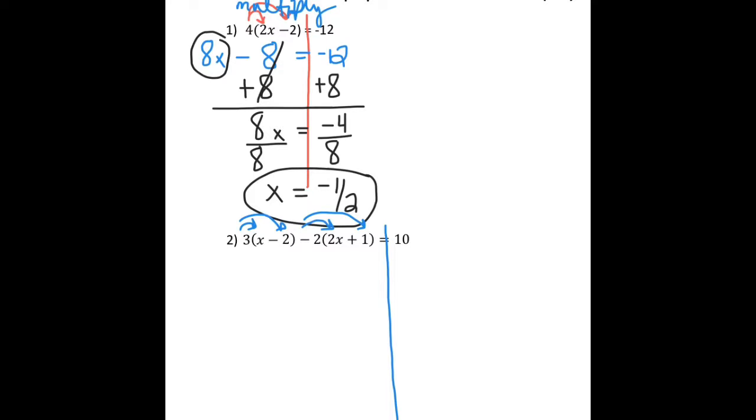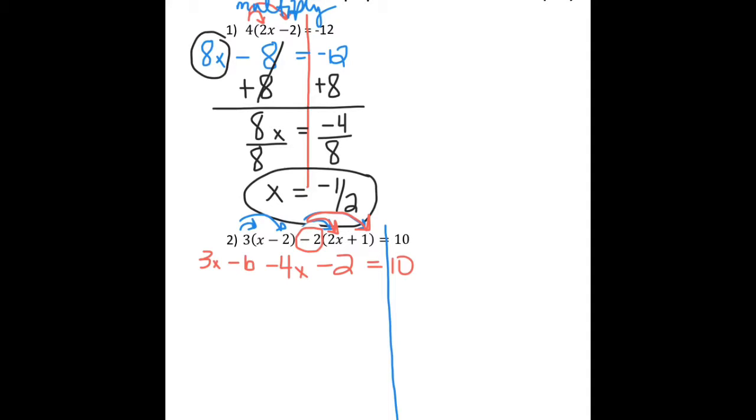So 3 times x is 3x. 3 times negative 2 is negative 6. This whole number, this whole term, negative 2, is being multiplied through, being distributed through the next parenthesis. So I have to take negative 2 times 2x, which is negative 4x, and negative 2 times a positive 1, which is negative 2, equals 10.